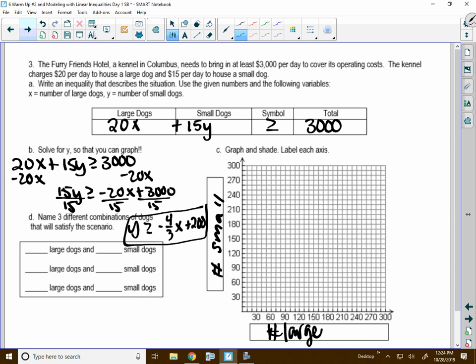My y-intercept is 200. I know that's kind of hard to see. I think next year when I make this document, I'm going to leave myself a little bit more space on there. Each dash on your y-axis is 10, so make sure you're careful about that.